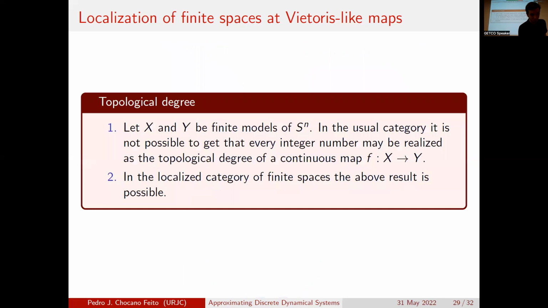One possible application of this new category is the topological degree. Let us consider two finite models of a sphere. If we are in the usual setting, we cannot realize every integer as the degree of a continuous map between X and Y. We have some restrictions, so it is not possible to obtain this classical result. But in the new category, this is possible. We can try to obtain a more combinatorial description of the topological degree. This is one of the goals of this application.